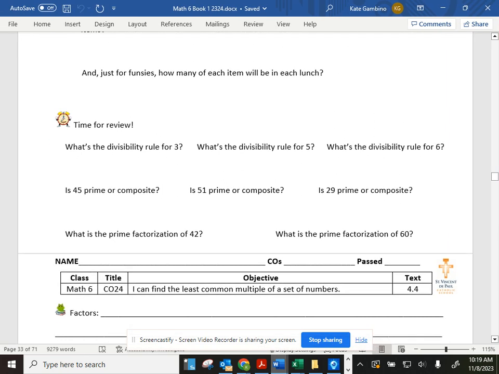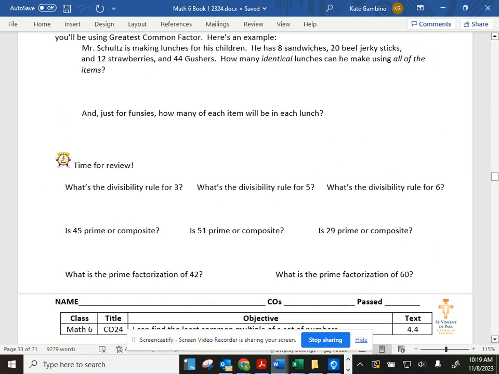And then just for funsies, how many of each item would be in the lunchbox? Here's a hint. Look for its factor buddy. When you find how many identical lunches there will be, what would be its factor buddy to get to that number? So let's just say there's 8, which is not the answer, but if there were 8 identical lunches, how many sandwiches would be in each of those lunches? What's 8's factor buddy for 8? 1. 8 times 1 is 8. So there'd be 1 sandwich in each lunch. So that's what you would write. The answer is not 8 identical lunches. I was using that as an example.